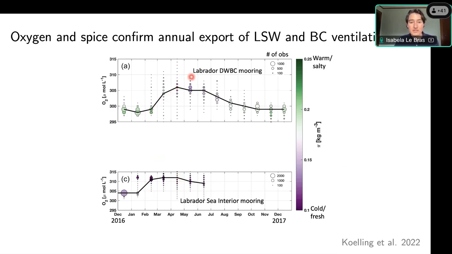He's also showing spice on here. So the purple colors are colder and fresher, which is a telltale sign of convection, that it cools and brings fresh water downwards. And so you can see that associated sort of in both of the moorings, you see that the water gets colder and fresher in conjunction with that oxygenation. So it really appears to be related to that convectively formed water getting into the boundary current.